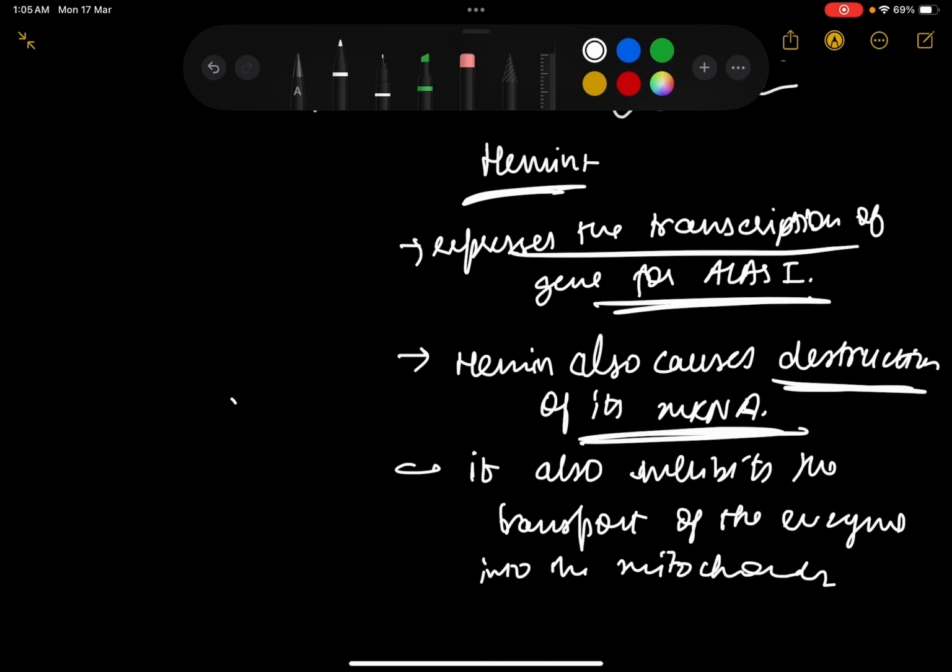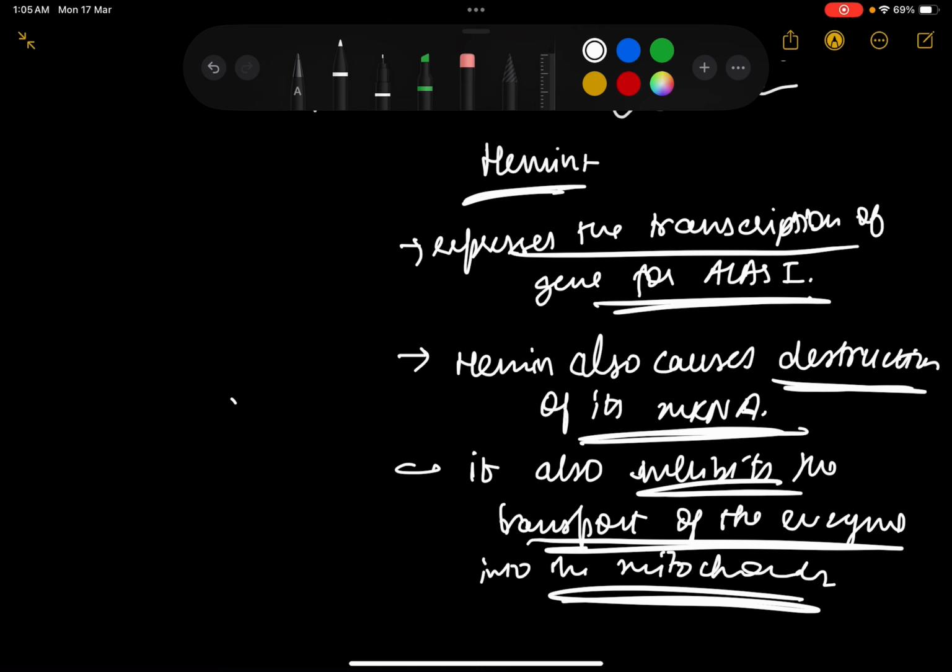And if some synthase is still formed, then hemin inhibits the transport of the enzyme into the mitochondria. So it interferes with the production and the transport of synthase at all the 3 steps.